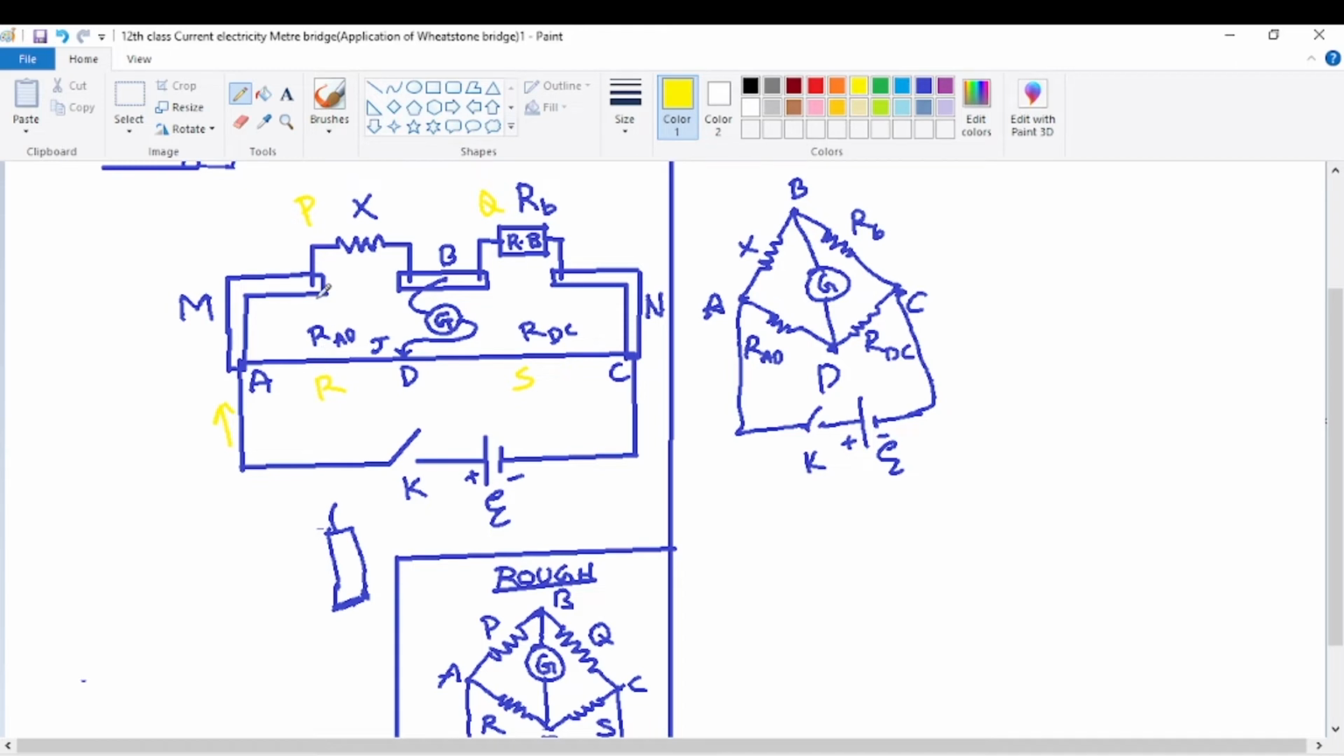So P and R are actually joined at the left hand A, ignoring the metal strip A. And P and Q are joined at the point B.